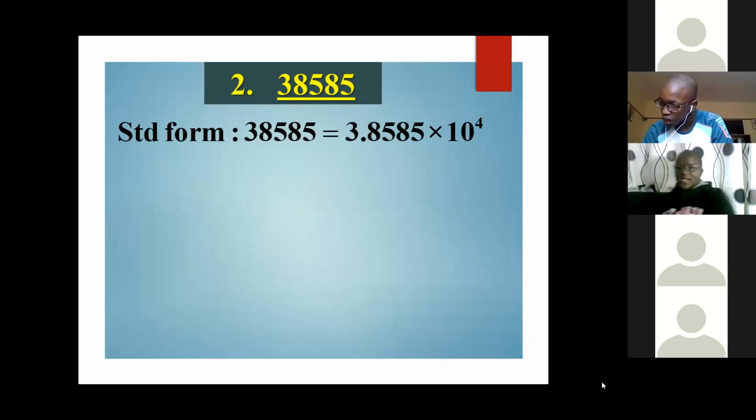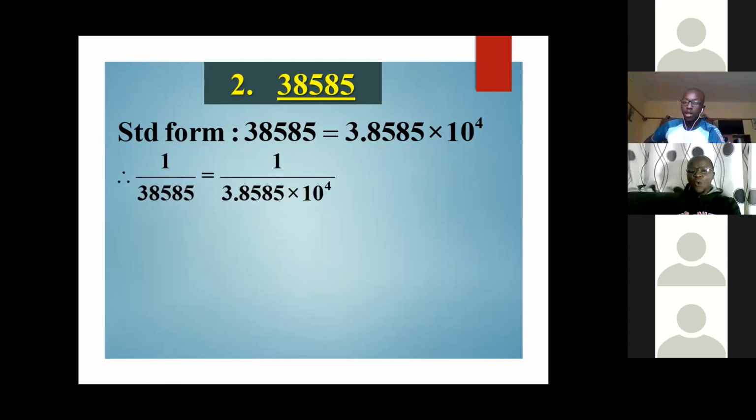Now, next, remember, we are finding the reciprocal of 38,585. So 1 over 38,585 equals 1 over 3.8585 times 10 raised to power 4. Are we okay? Yes. We've only replaced the 38,585 with its standard form.